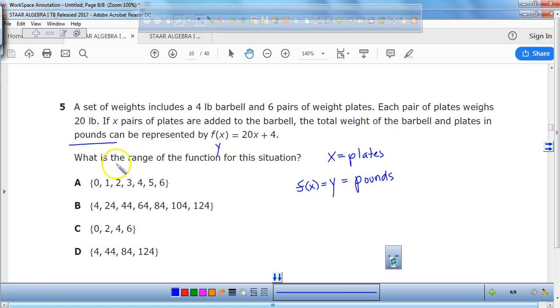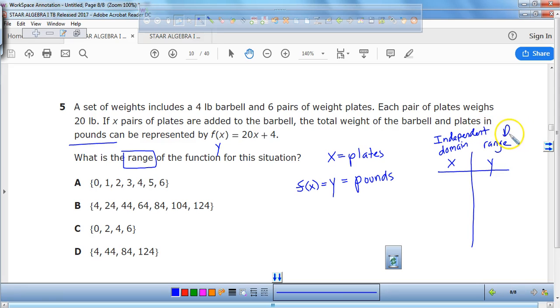Okay, what is the keyword range? All right, so if we have x and we have y, something you need to know: x is your domain, and y is the range. Okay, this is also known as your independent, and this is your dependent. This is your input, this is your output.